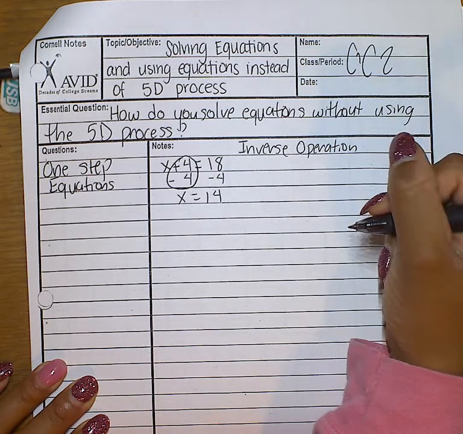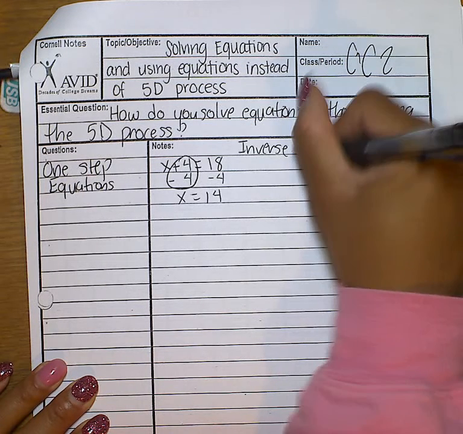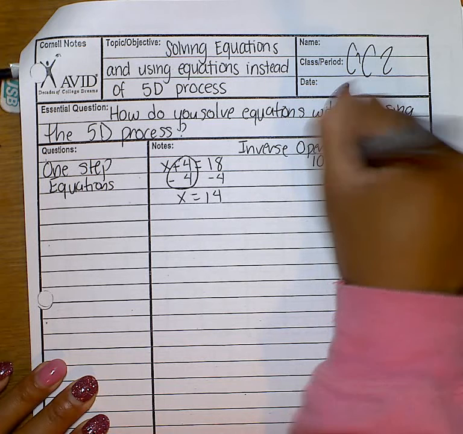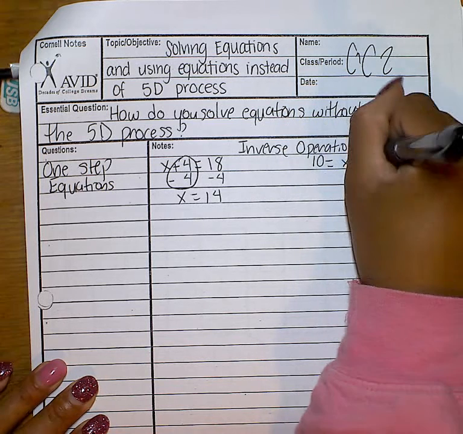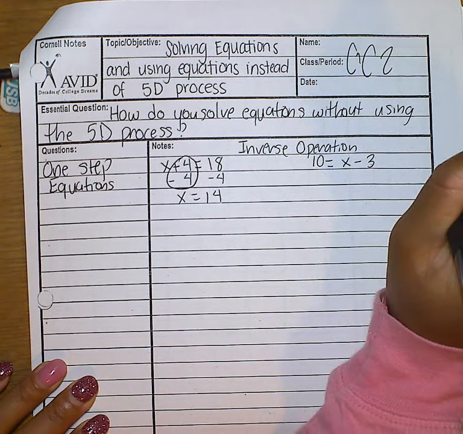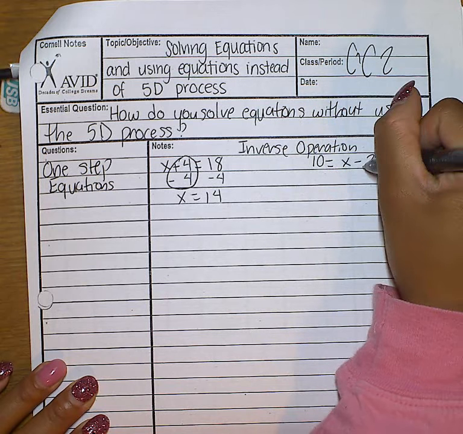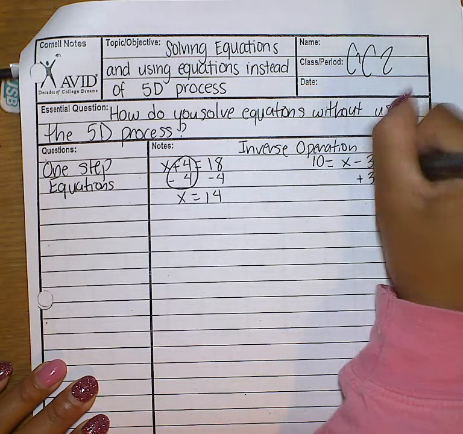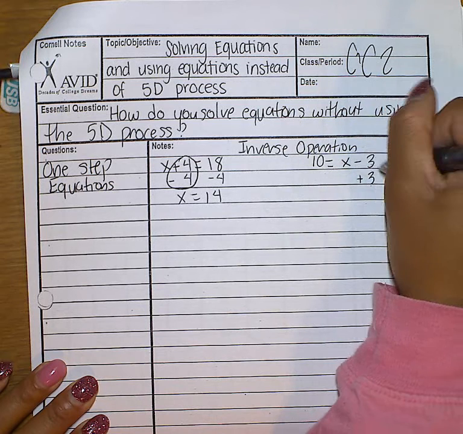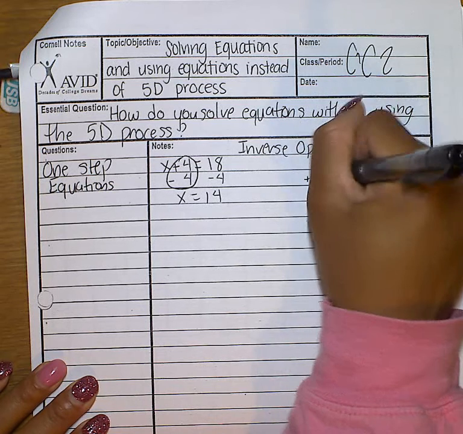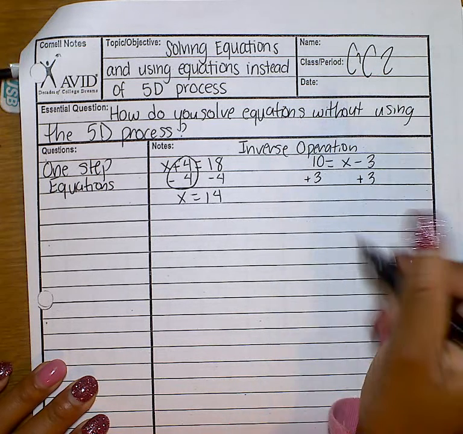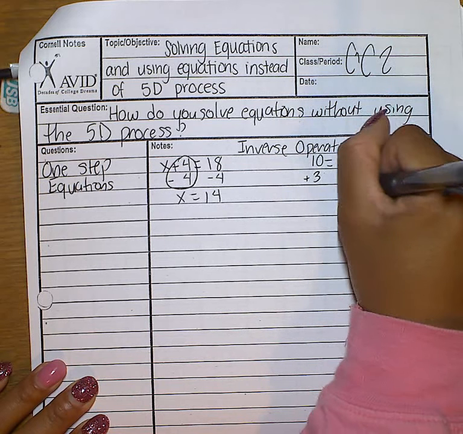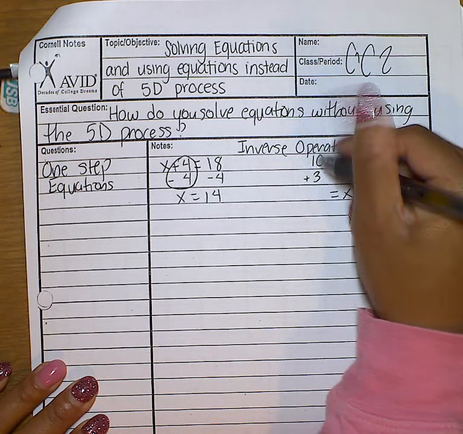That's one example. Now let's say we have subtraction, and we're going to say we have 10 is equal to x minus 3. And in this example, since it's subtraction, the inverse operation of subtraction is addition. So in order to get x alone, I'm going to add 3 to both sides, because remember, whatever we do to one side, we have to do to the other. You create a zero pair. You're left with x on the right side. 10 plus 3 is equal to 13.